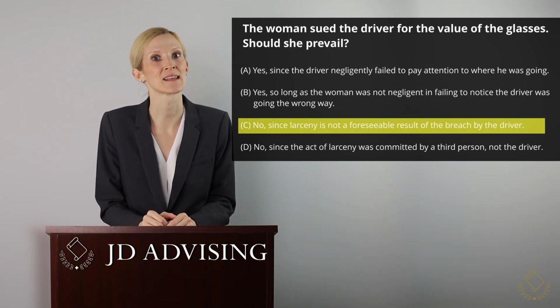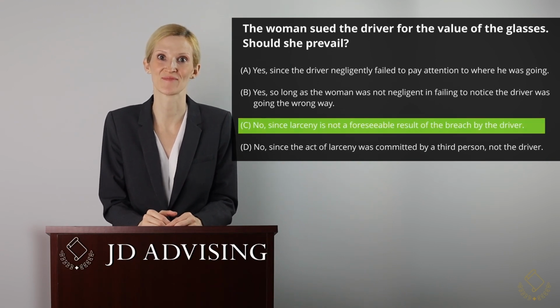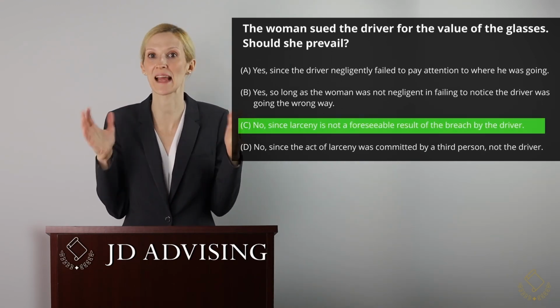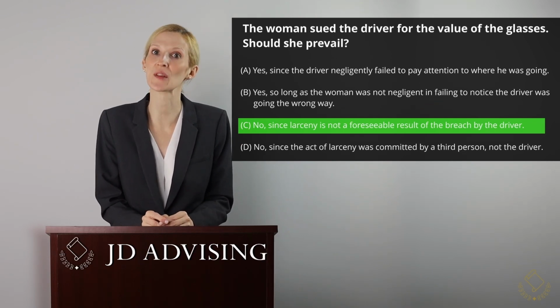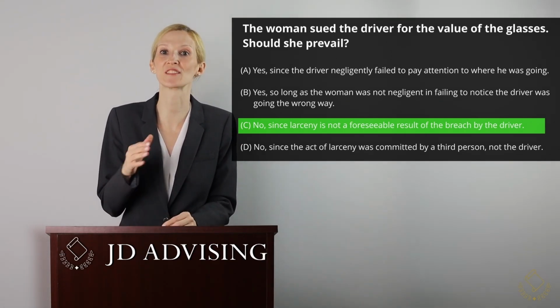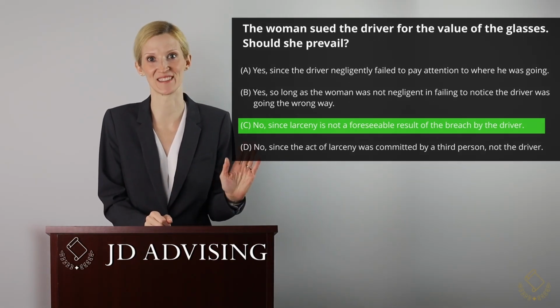Okay, so C says, larceny is not a foreseeable result of the breach by the driver. That's exactly right. That's exactly what we said. Proximate cause is missing. It's not foreseeable that larceny would result from somebody who negligently failed to pay attention to where they're going. Okay, so C looks really good.